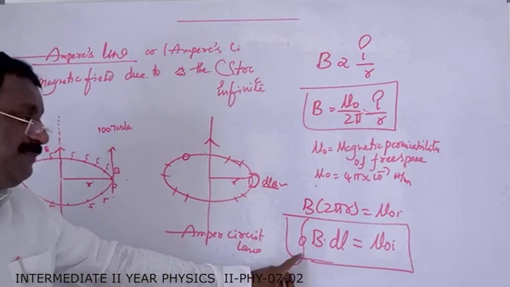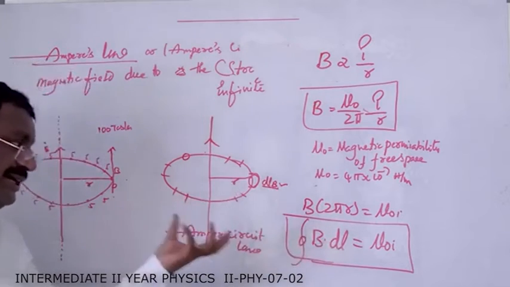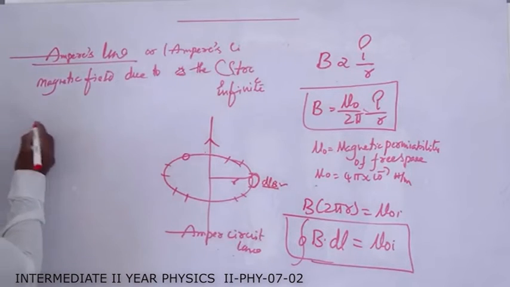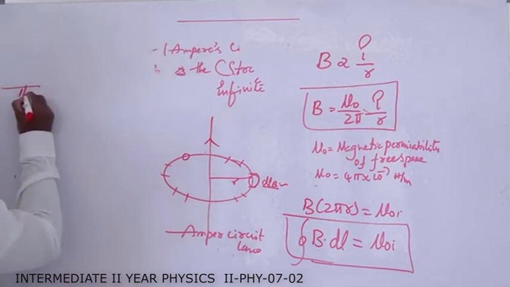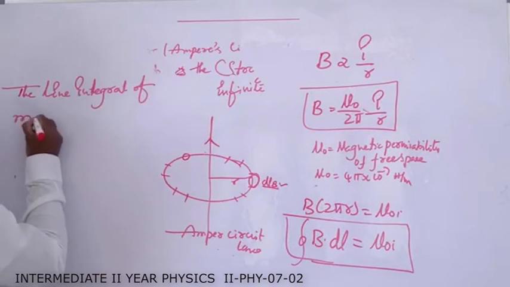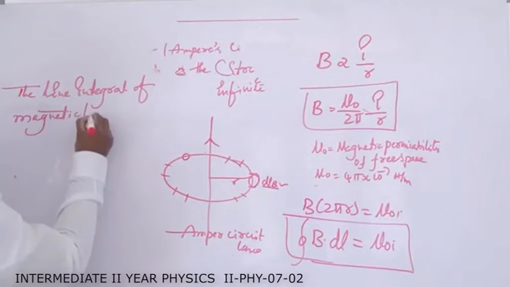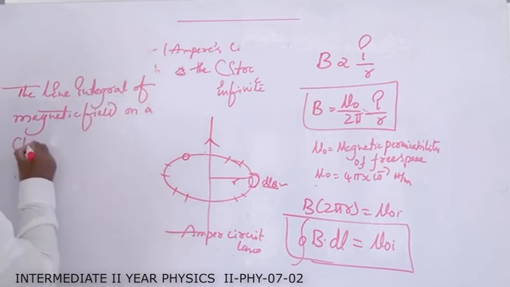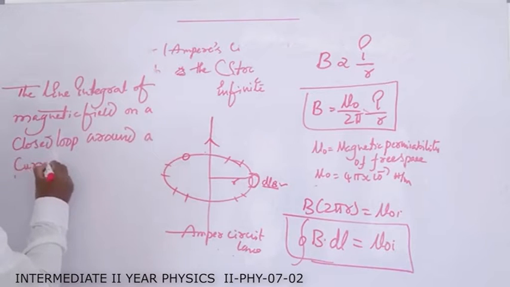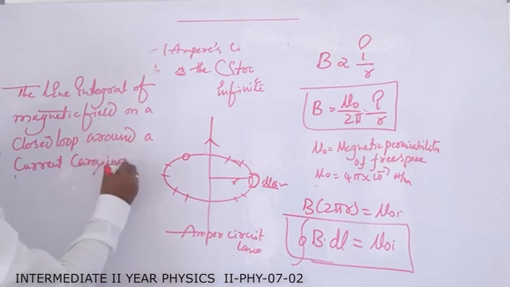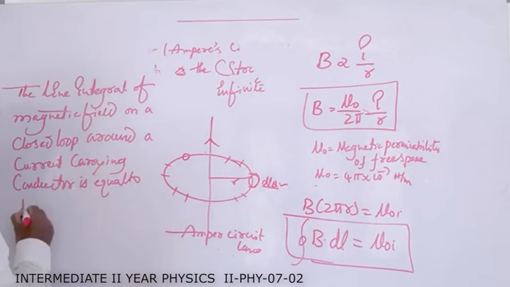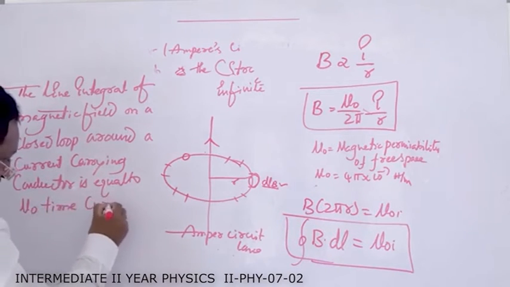Now what is this? The line integral of the magnetic field on a closed loop around a current carrying conductor is equal to mu naught times the current enclosed in it.